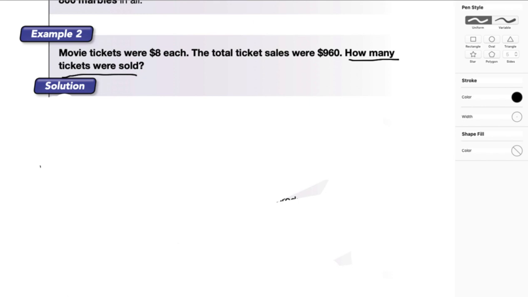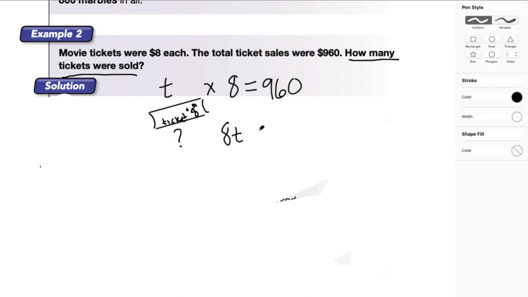Since we don't know how many tickets we sold, I'm going to use the variable t for the number of tickets. I know each ticket was $8. So if I took each ticket, multiplied it by 8, that would tell me how much money we got. And the total of the ticket sales, we were told, is 960. So t times 8 is 960. Sometimes you might even see this written like this: 8t is equal to 960.